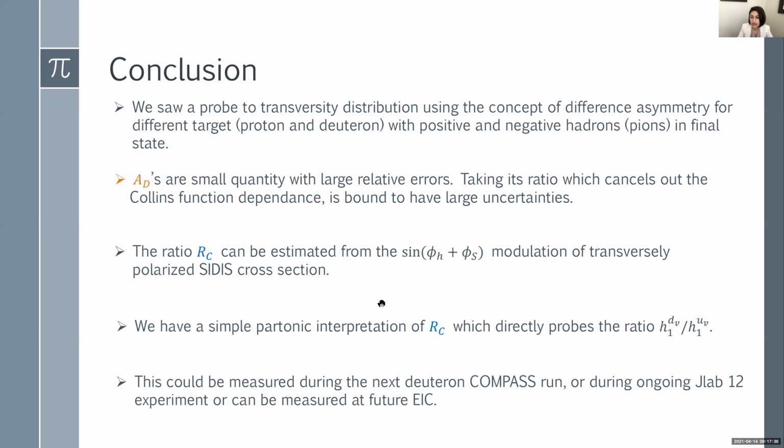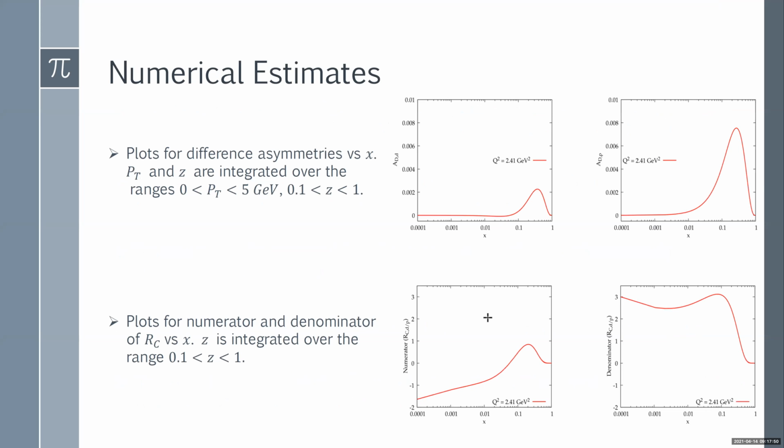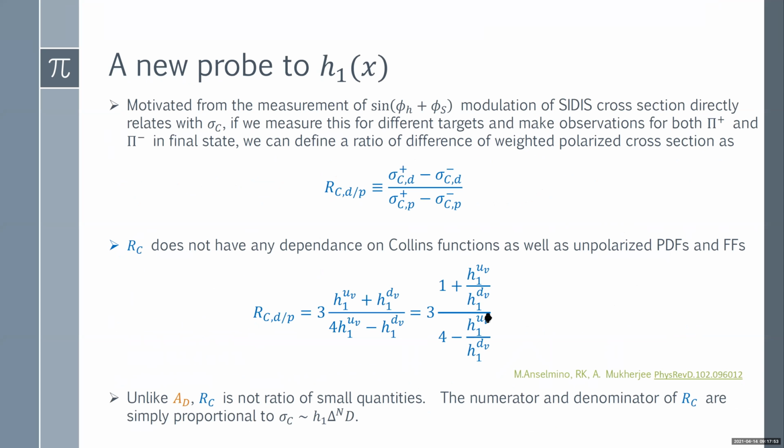I don't see any raised hands, but let me ask you, do you have plans to extract moments using your method? I guess we are planning to extract this ratio of the transversity distributions, because when we take this ratio, it gives the simple interpretation in terms of the ratio of the transversity distributions.